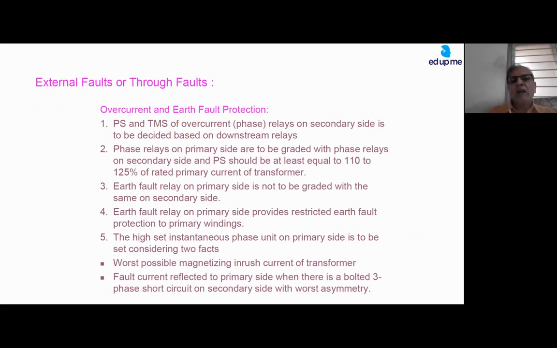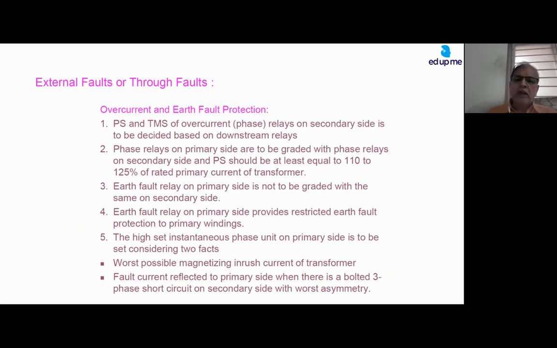Plug setting and time multiplier setting of overcurrent phase relays on the secondary side are to be decided based on downstream relays. Phase relays on the primary side are to be graded with phase relays on the secondary side, but the plug setting must be at least 110 to 125% of rated primary current. The transformer manufacturer will tell you how much overload the transformer can withstand. Based on that, you will decide the setting.